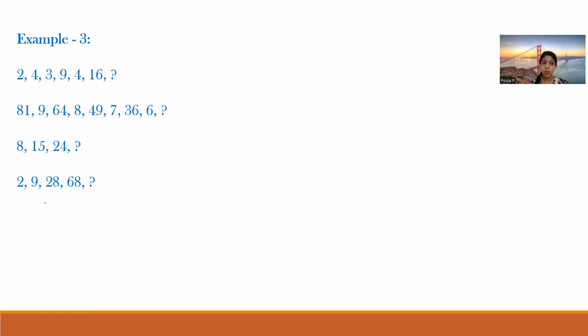Okay, so let's move on to the last one. That is 2, 9, 28, 68. Let's see how this works. And by the way, did anybody figure out this one? No? Okay, this is a cube series, and I will tell you. So what is 1 cube? 1 cube is nothing but 1. Add plus 1, you get 2.